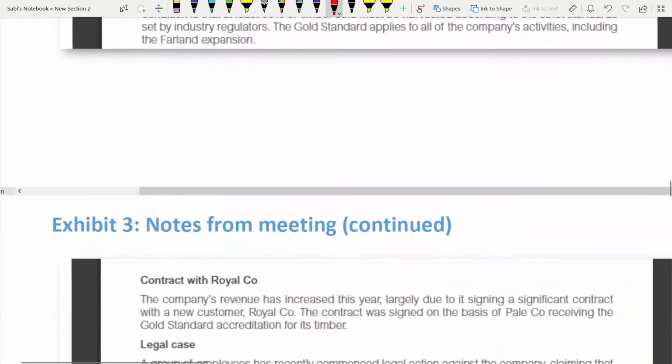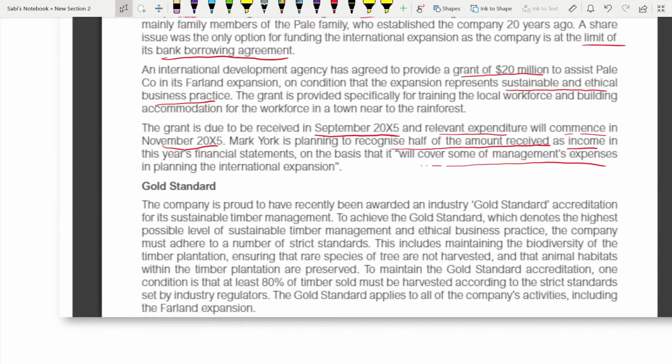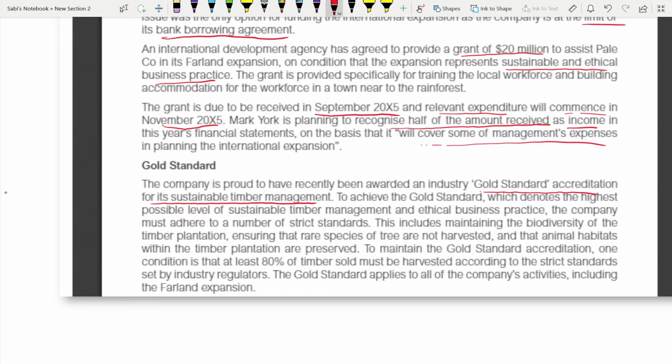So exhibit 3 is really long, okay? Because lots of facts that you have to use for your requirements are in the minutes. The company is proud to have recently been awarded an industry gold standard accreditation for its sustainable timber management. To achieve the gold standard, which denotes the highest possible level of sustainable timber management and ethical business practice, the company must adhere to a number of strict standards. This includes maintaining the biodiversity of the timber plantation, ensuring that rare species of trees are not harvested and that animal habitats within the timber plantation are preserved.